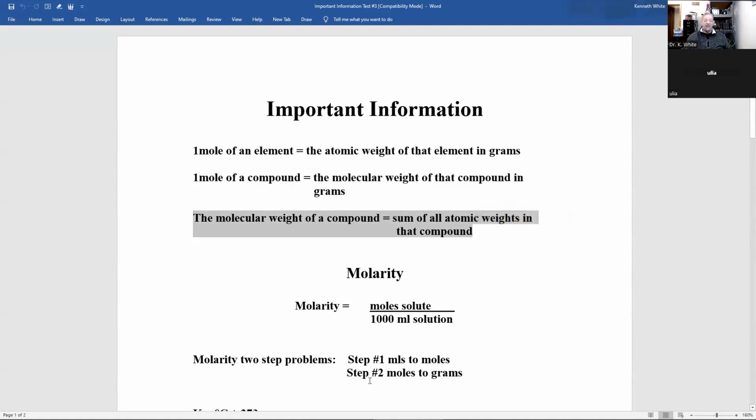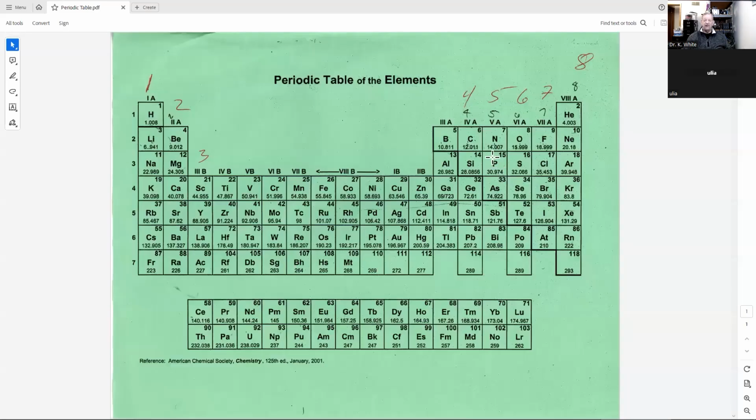Well, I need the atomic weight for nitrogen. If I look at my periodic table, remember on test 3, like test 2, it will say, please use all atomic weights to 3 significant figures. And 14.007 rounded off to 3 significant figures is 14.0.